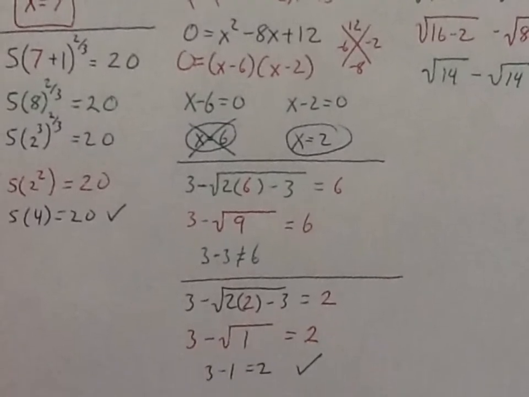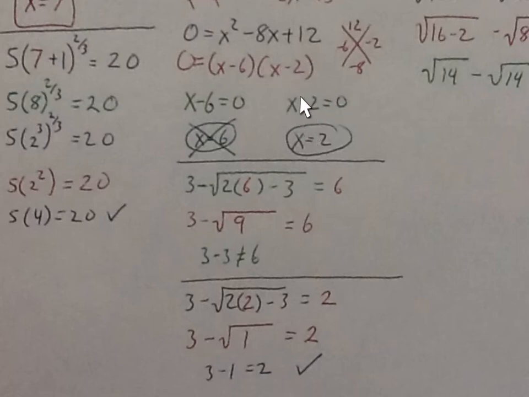So, we got this. I can now factor to solve it. I put the 12 on top, the negative 8 on bottom. When I factor, I notice negative 6 times negative 2 is positive 12, and negative 6 plus negative 2 is negative 8. So I factored it as x minus 6, x minus 2. Those are my factors. To solve it, I set each factor equal to 0 and solve them.